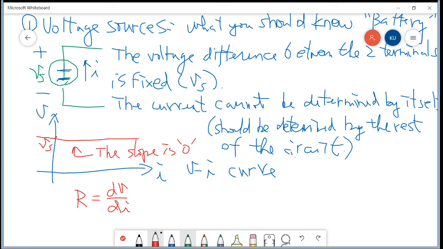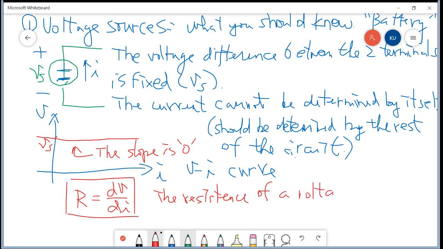In Ohm's law, we know that R equals V over I, but the curve doesn't necessarily have to be a straight line. So sometimes we will define the resistance like this at a point for a curved line. So we can say that the resistance of a voltage source is zero.